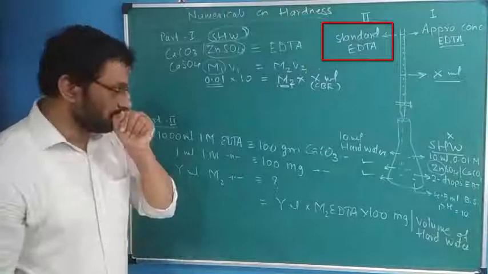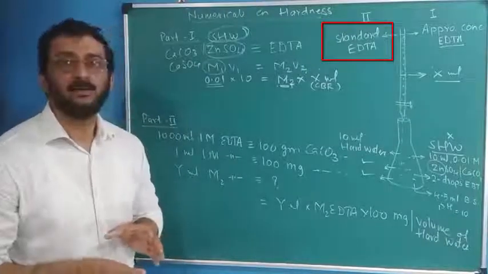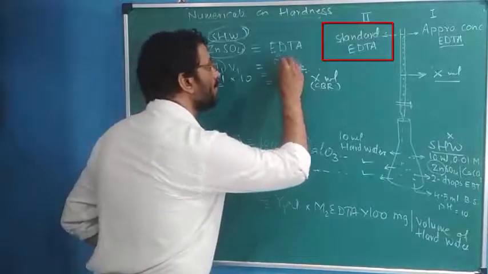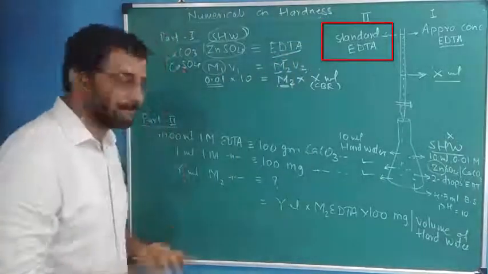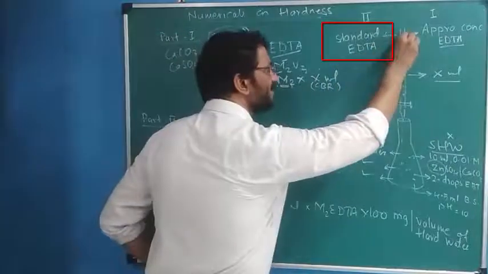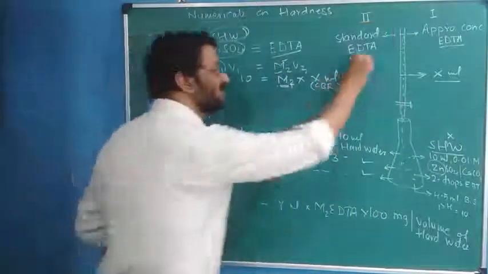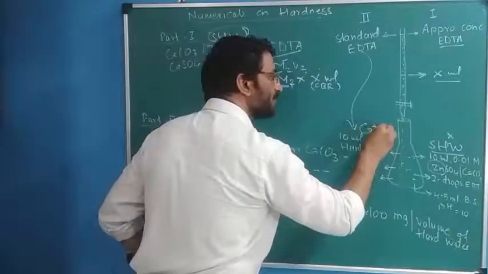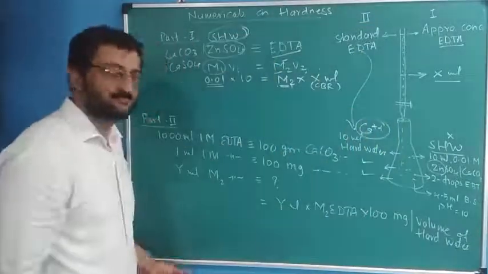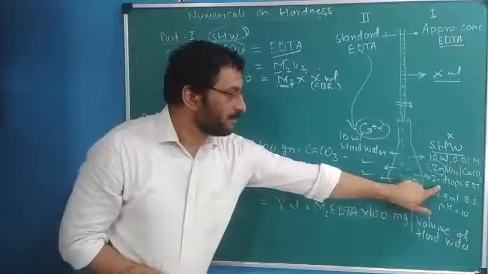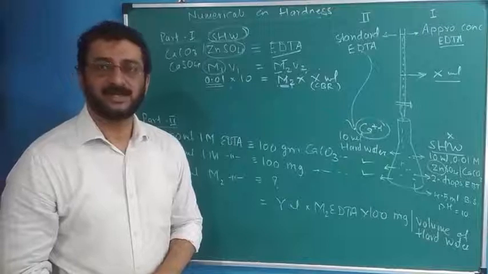Why? The reason is that we know the exact concentration of EDTA. We know the molarity of that EDTA now. That's why it is standard. Simply go on adding this standard EDTA from the burette to the flask. This EDTA will form a complex with hardness-causing ions present in the 10 ml water. On completion of the reaction, again EBT will show a color change.